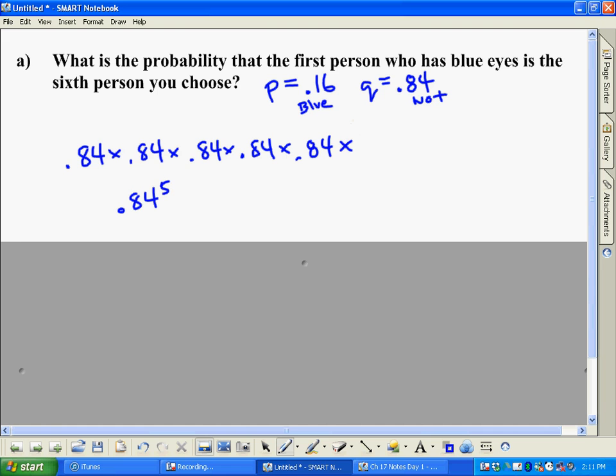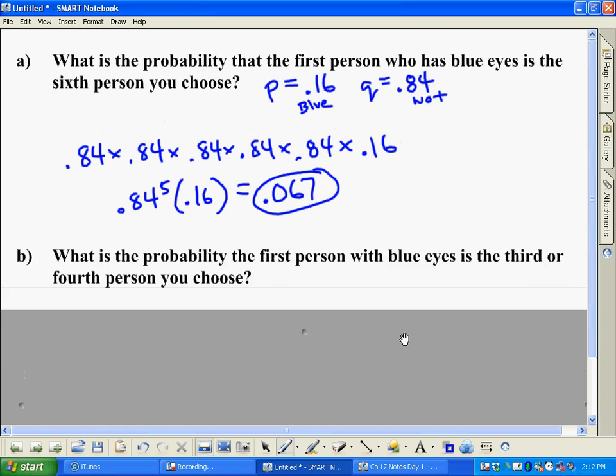Now our 6th person is going to actually have blue eyes. So that's 16%. So we're going to take 0.84 to the 5th power and multiply by 0.16. So grab your calculator, go ahead and do that. So 0.84 to the 5th power, and then multiply by 0.16, and you should get about 0.067. Well, there's about a 7% chance that this would happen here. So once again, notice we're getting 5 people in a row who don't have it, and then we're getting somebody with blue eyes and then stopping.